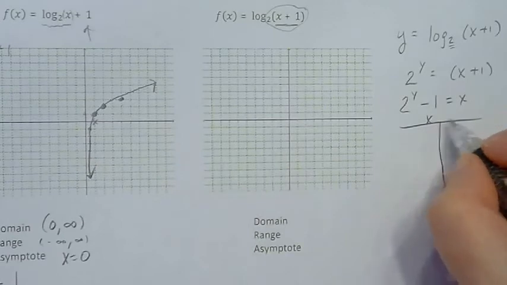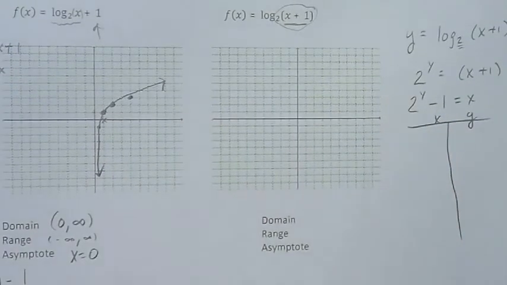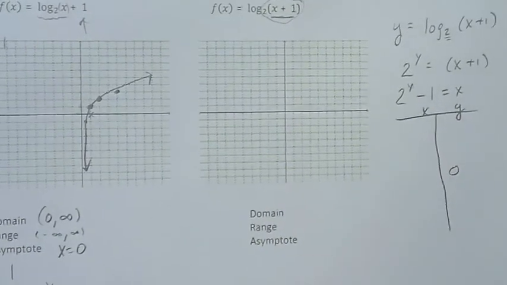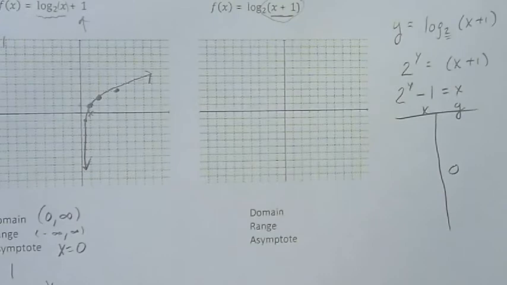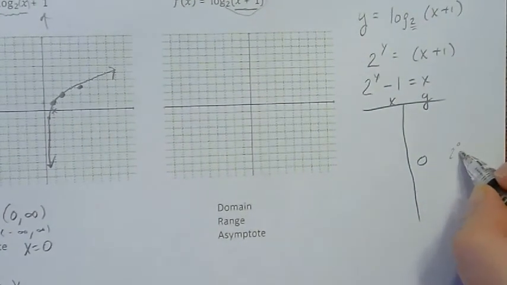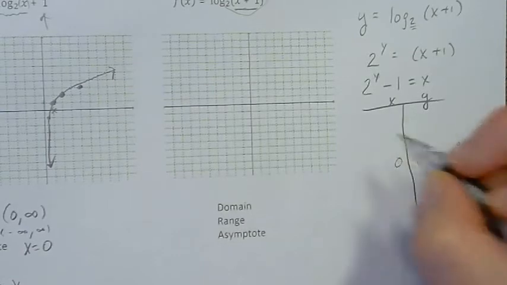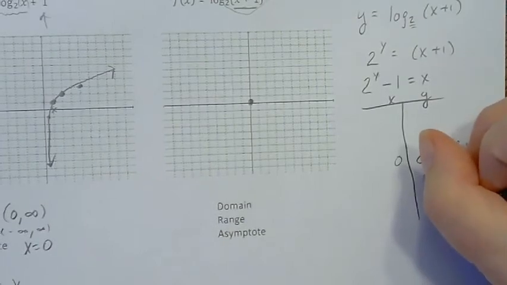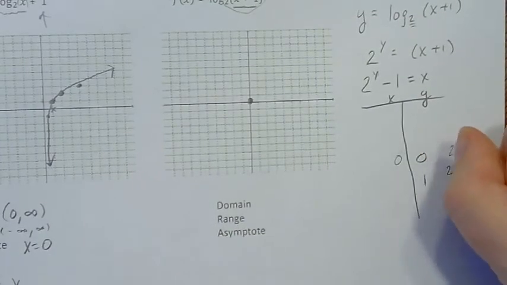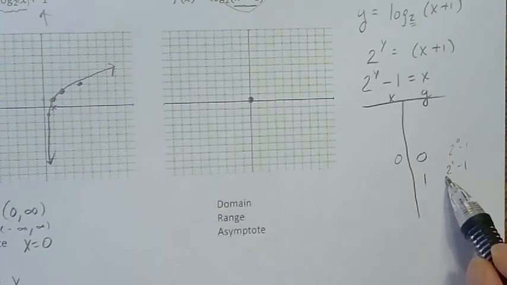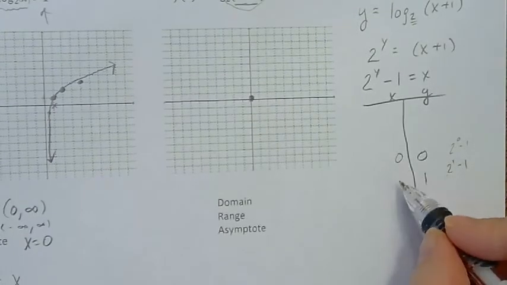So again, this time it's going to be easier for me to put values in for y and see what I get for x. So I'm going to start off by putting 0 because I like it when there's a 0 for the exponent. 2 to the 0 power is 1. And 1 minus 1 is 0. So I have a point at 0, 0 this time. Okay, let's try something bigger than 0 for y. So 2 to the first power minus 1. 2 to the first power is 2. 2 minus 1 is 1.